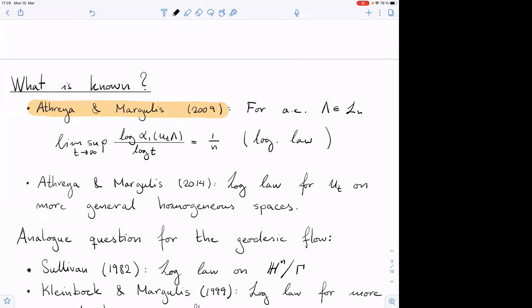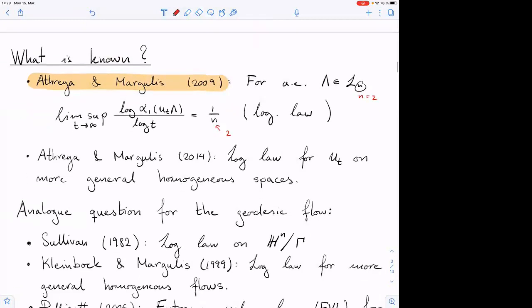And n is 2 here. Sorry? n is equal to 2 here. They proved it for the space of unimodular lattices in R^n. So for our case, it would be exactly n equal to 2, and then we would have a 2 here. Okay. And Athreya and Margulis also generalized this a few years later to more general homogeneous spaces.